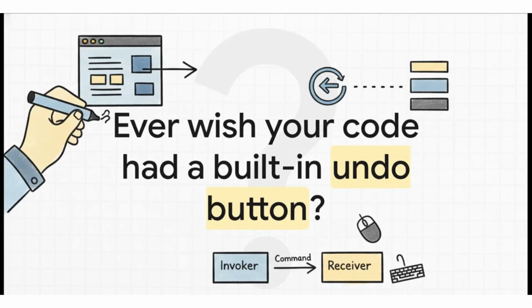I mean, we've all been there, right? Wishing our code just had a built-in undo button. You start building what seems like a simple feature. Maybe you're queuing up some actions or letting users reverse a mistake, and then suddenly you're just lost in this web of dependencies. But what if I told you there's an elegant pattern designed to solve this exact problem?